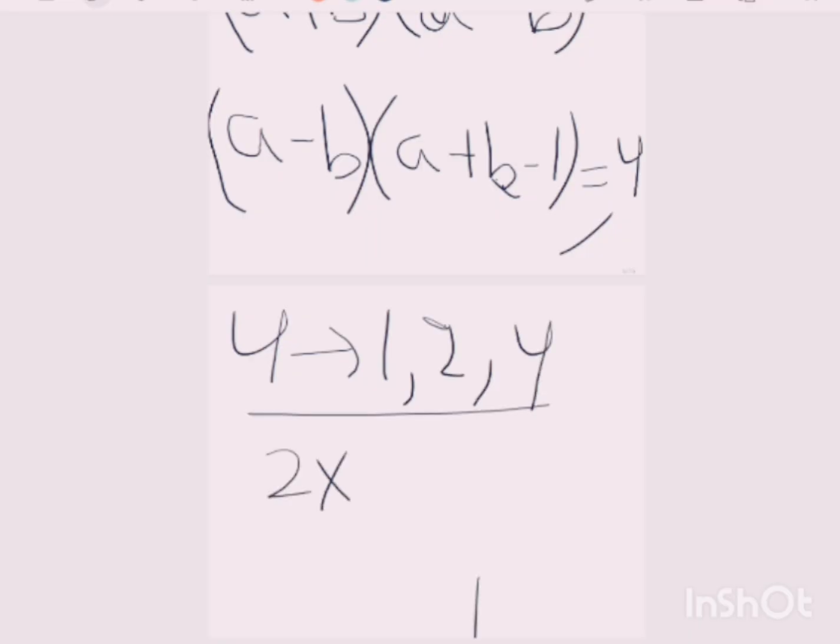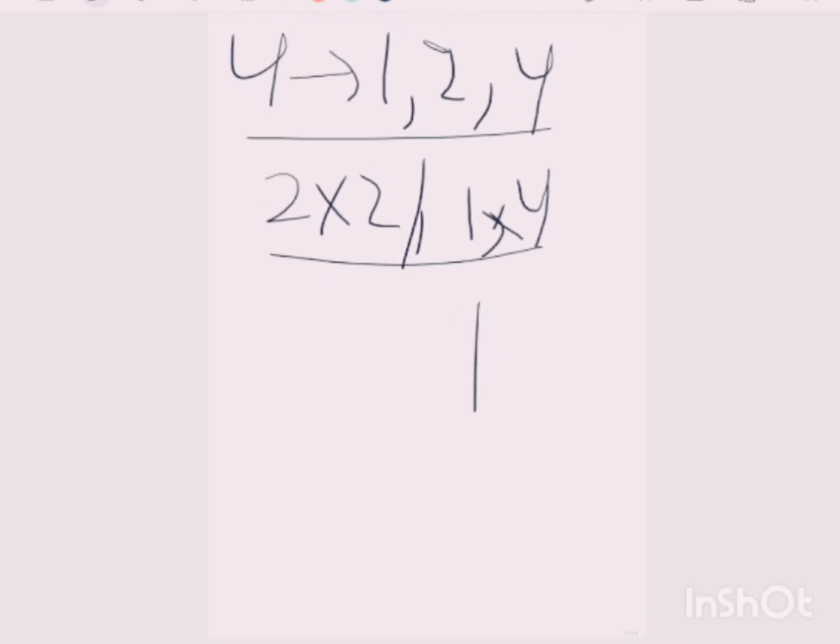Now we can do one thing. Here are two possibilities. As I mentioned, x, y belong to natural numbers, that means a, b should also belong to natural numbers. So in that condition we can look at the factors of 4. The factors of 4 are 1, 2, 4. So the two possibilities become: first 2 comma 2, and then 1 comma 4, so 1 into 4. These are the two possibilities.